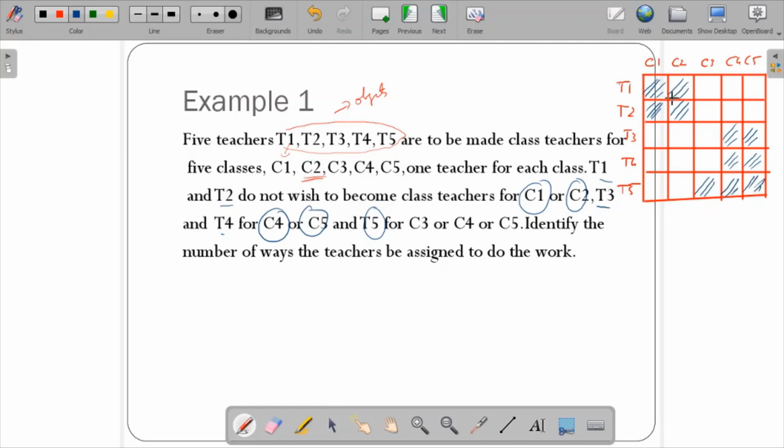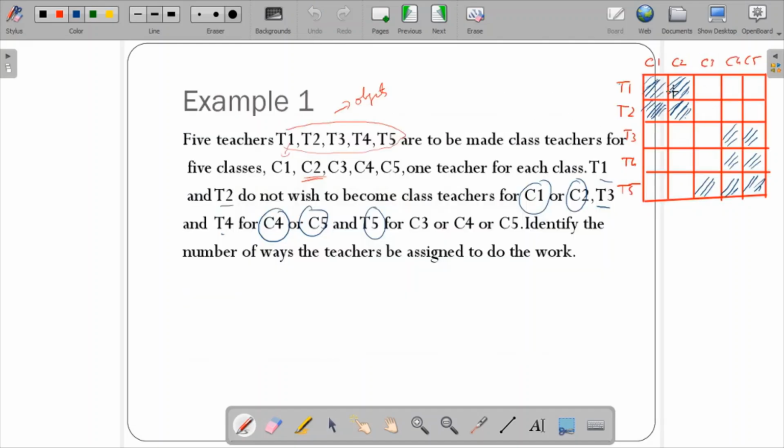Now see, whatever is shaded here, the situation can be represented by the board shown below, in which the rows represent T1, T2, T3, T4, T5, the teachers, and the columns represent the classes, C1, C2 and so on. The shaded squares together represent the forbidden places. For these forbidden places, you have to calculate the root polynomial. That's what he has told over here.